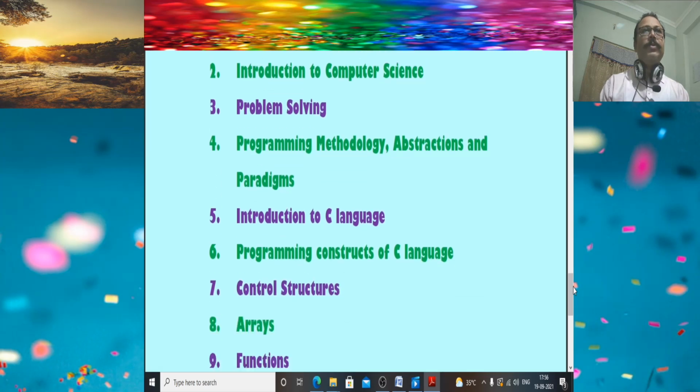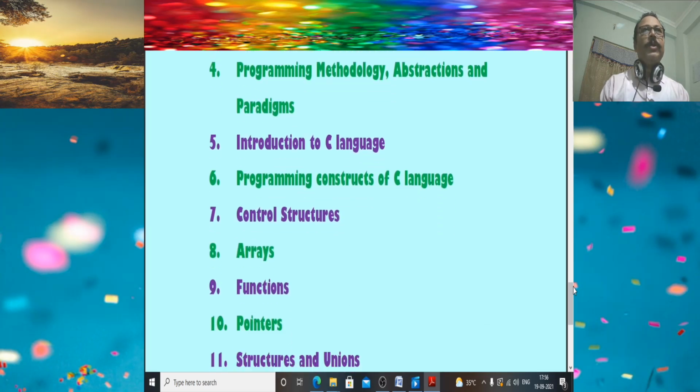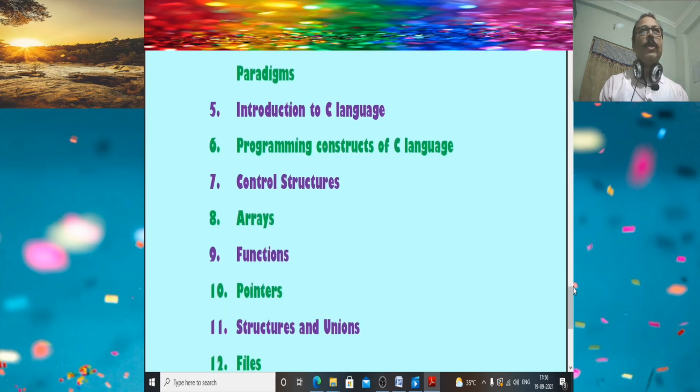So I will introduce you to the C language in the module Introduction to C language. What are the characters of the C language? What are the operators of the C language? How do you write these operands, etc.? All those things we'll study in the module.